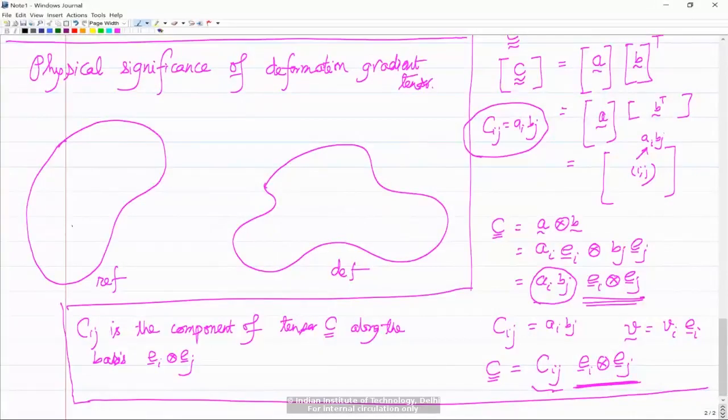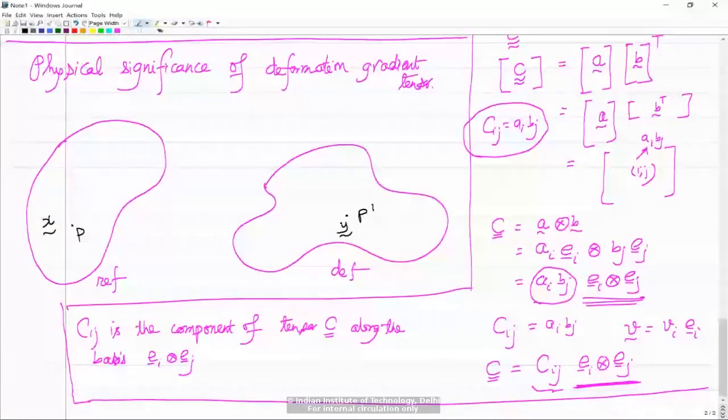And think of a point P here, which is at the location X. Okay. And another point, I mean, the same point here is denoted by, let us say, P prime, and it's at the location Y. Okay. Now, as of now, it is just a point, isn't it?